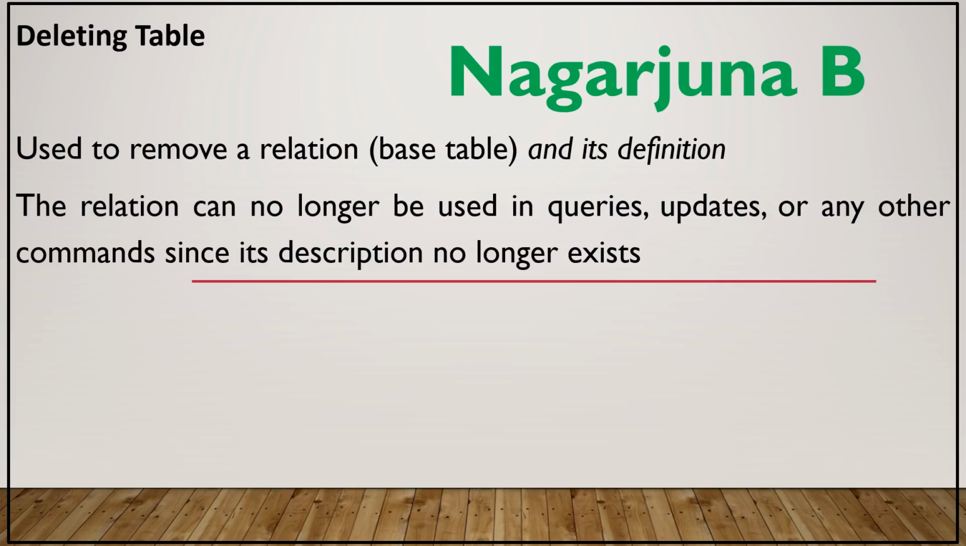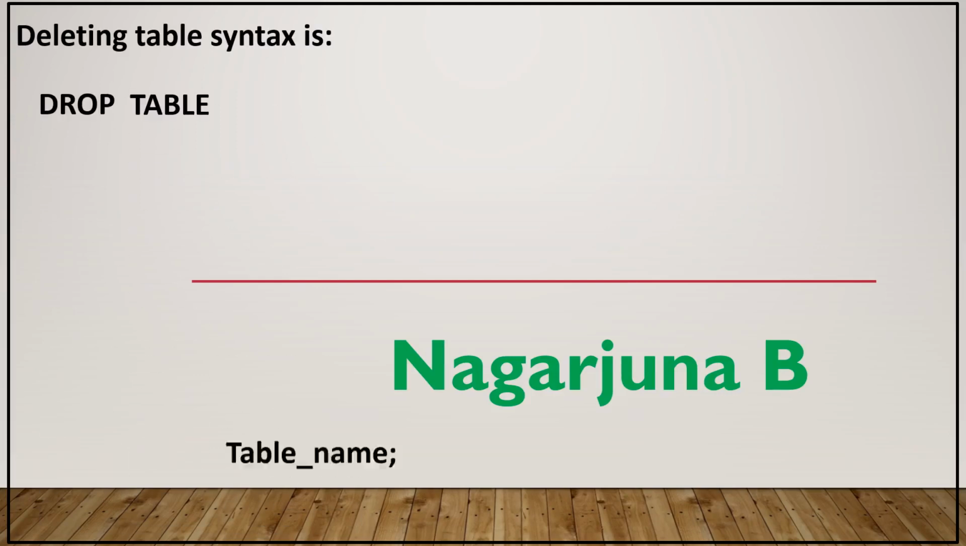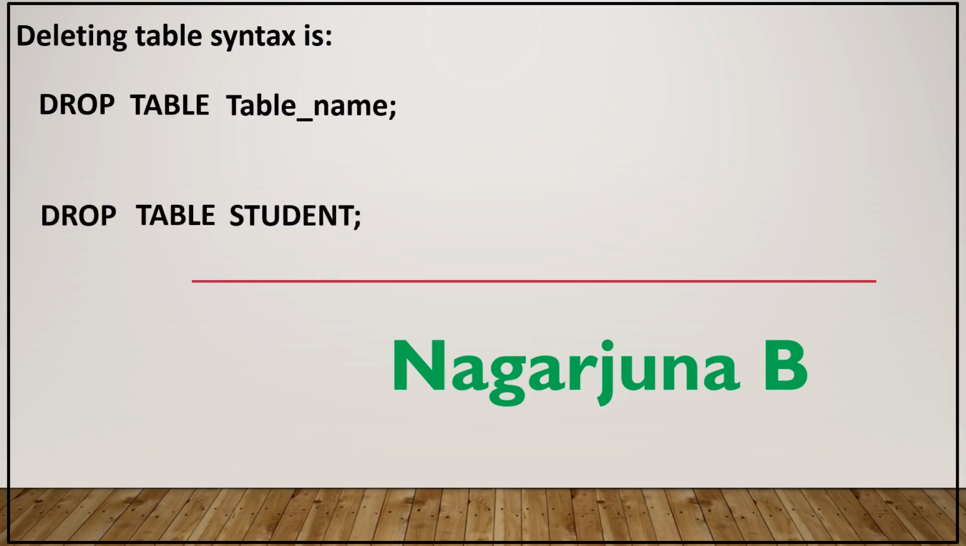The syntax for deleting a table is: drop table, table name, semicolon. Example: drop table student, semicolon. So it will delete the relation student, and all the values and all the tuples present in the student relation will be deleted along with the description of the student relation.